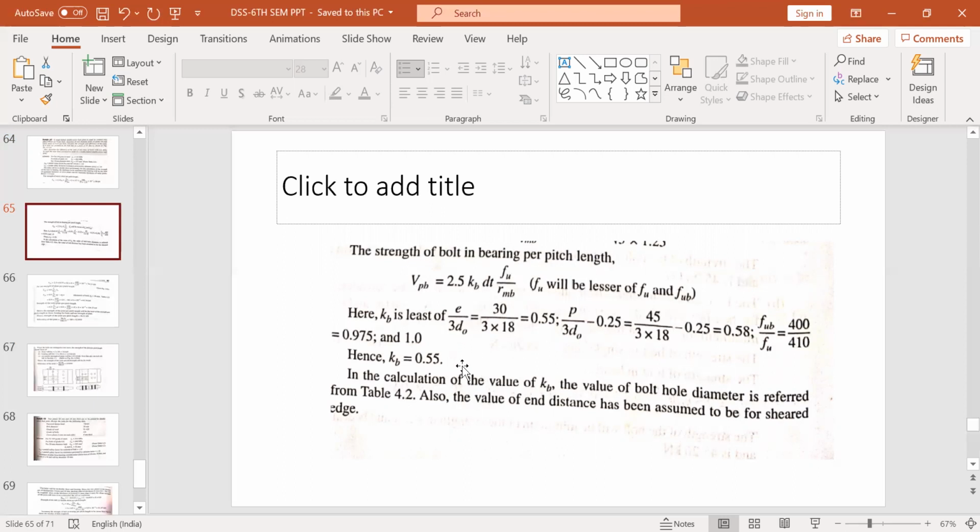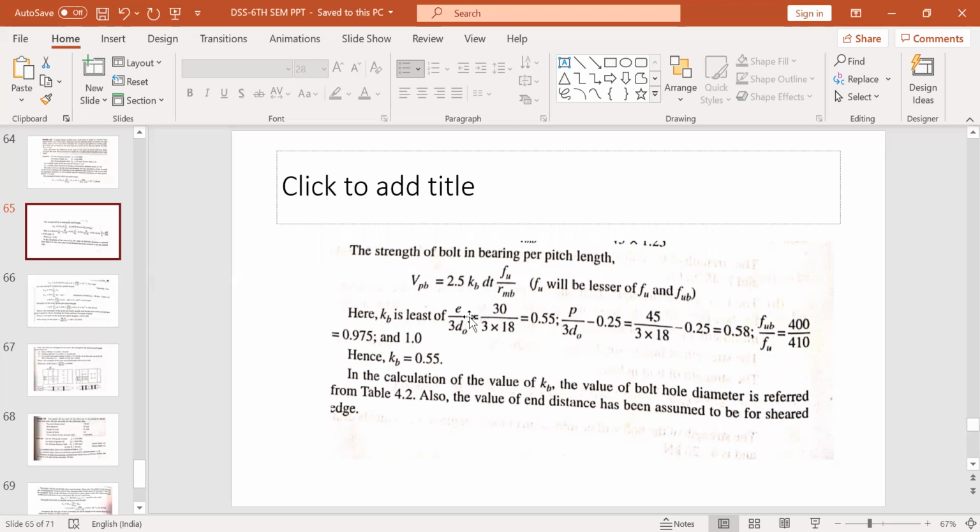Now for this you calculate Kb. For Kb, we need pitch and edge distance. What is the diameter? 16 mm. So for a 16 mm diameter, d naught, the hole diameter, will be plus 2, so it is 18 mm. Now what is the pitch that you are assuming? It is given, pitch is 45 mm. It is given in the question. See, in the previous question, pitch was not given. But in this question, pitch is given. When it is given, no need to assume, just put the value.